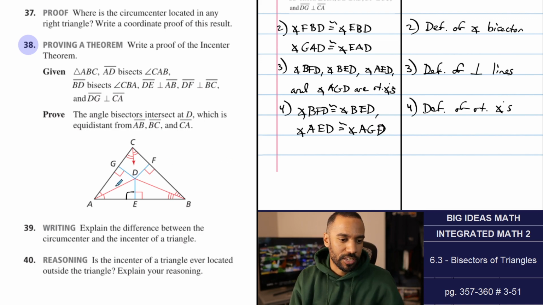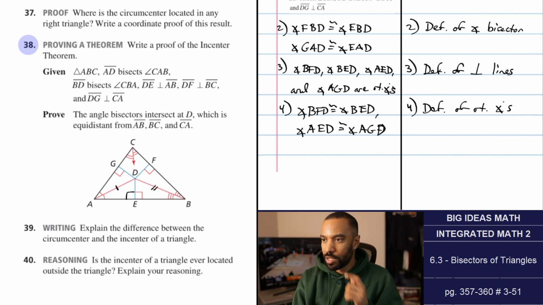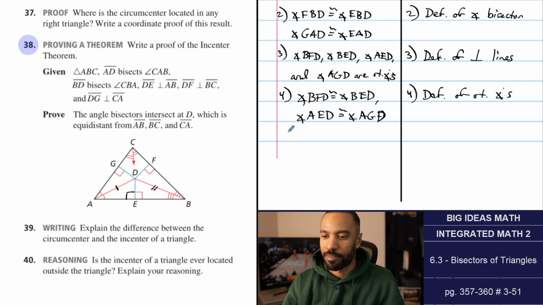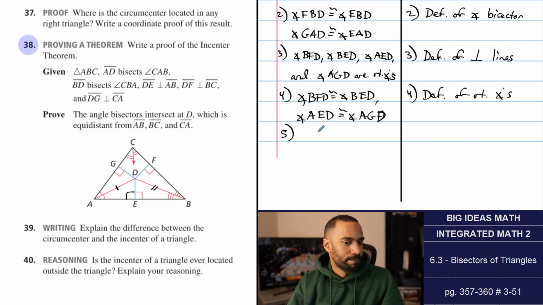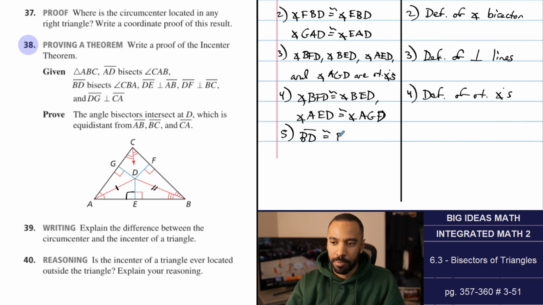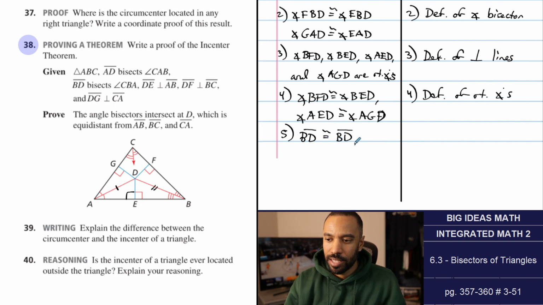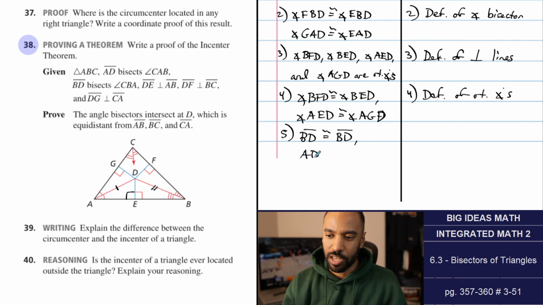Now we're going to say reflexive property, that this segment's congruent to itself and this segment's congruent to itself. So, 5th one, 5. How do I want to say this? 5. BD congruent to itself by the reflexive property, and then AD congruent to itself by the reflexive property.